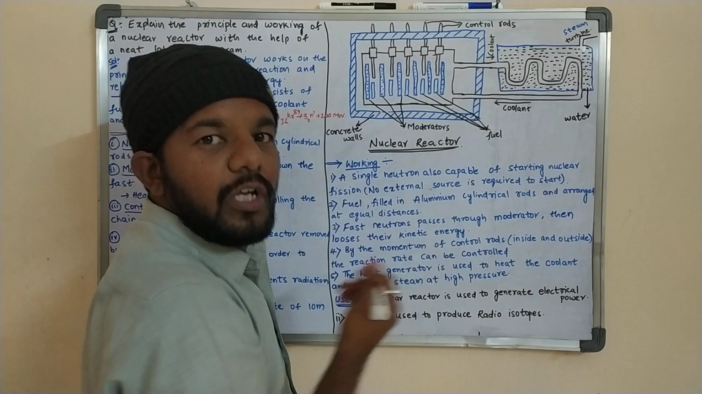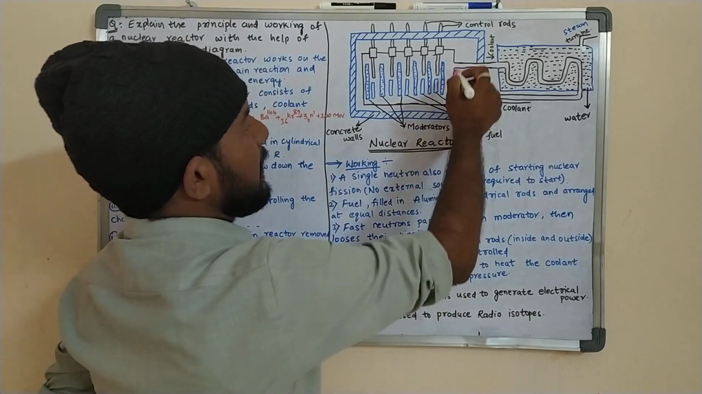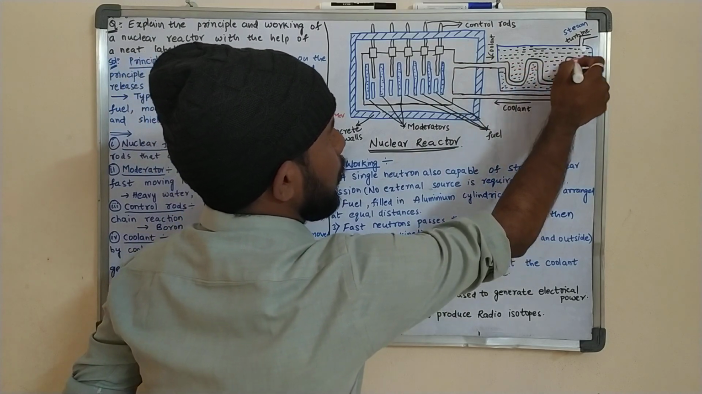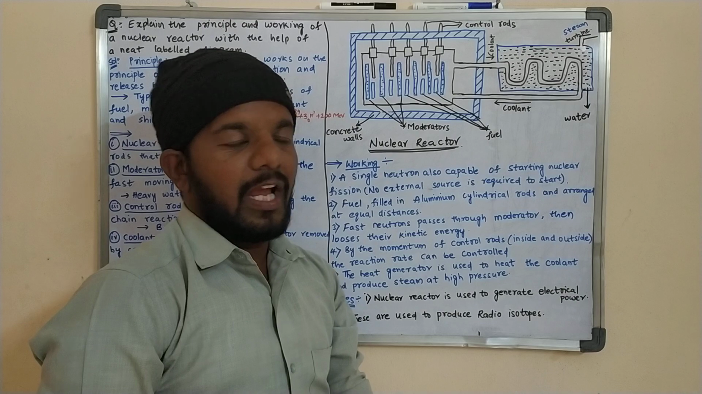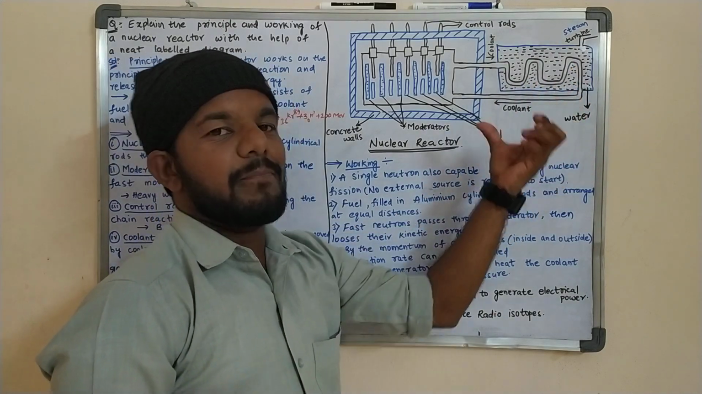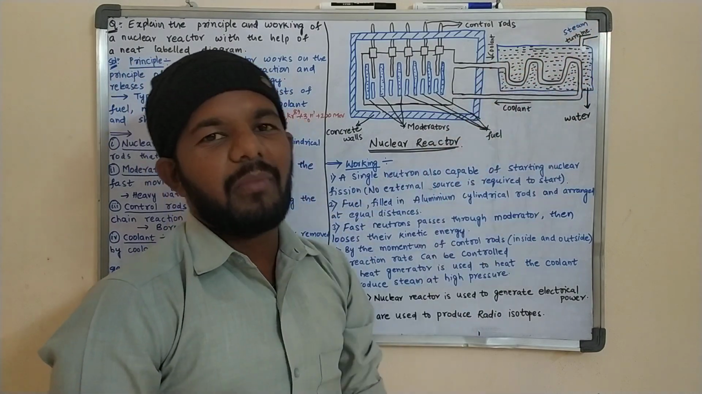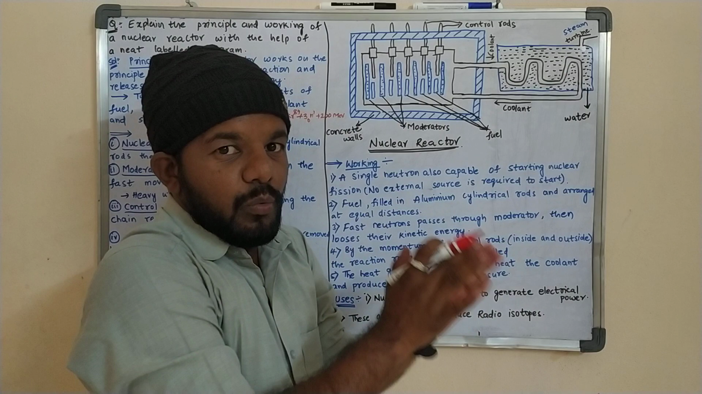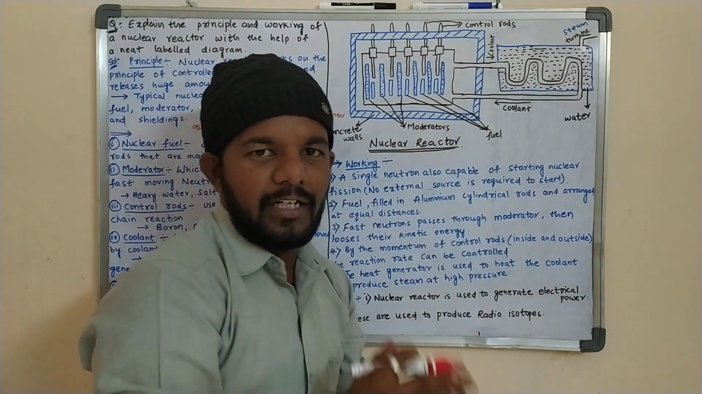In those rods, fuel must be there, that is uranium-235 is the fuel. And these are the coolant pipes, we can say, and this is completely water. This water will absorb the heat from the coolant and releases steam to the turbine. So this is the process, and I'll tell you exactly what is happening.